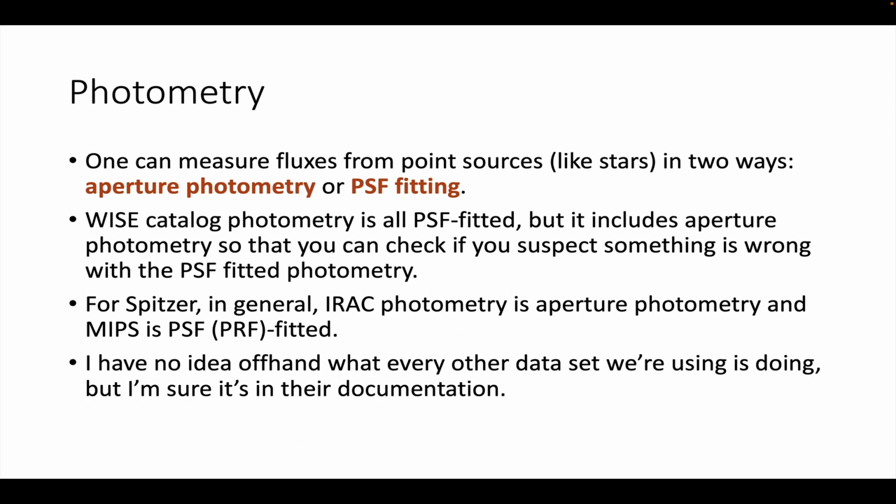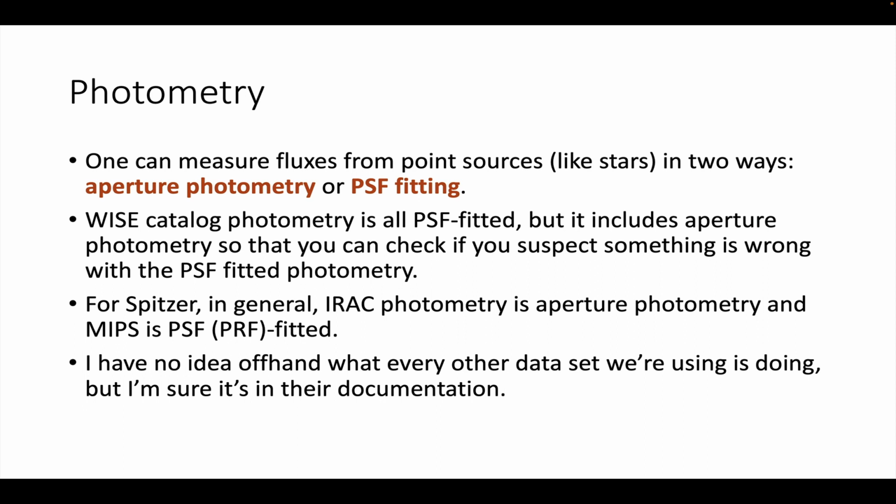To measure fluxes from point sources like stars, you can do it in one of two ways. You can do aperture photometry, or you can do PSF-fitting. We're going to talk more about what that means in a second. For WISE catalog photometry that you get out of the WISE pipeline, all of that photometry is PSF-fitted. But among the many, many columns that you get back from the catalog, it includes aperture photometry as well, so that you have an intrinsic way of checking against the aperture photometry as a sanity check if you suspect something is wrong with the PSF-fitted photometry.